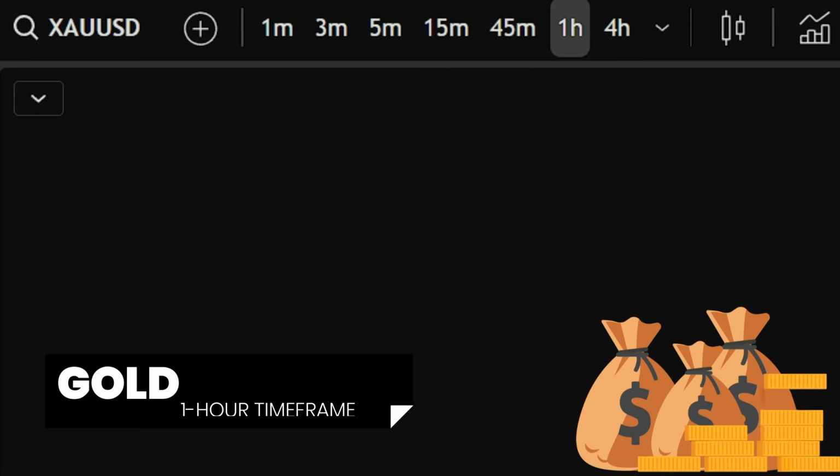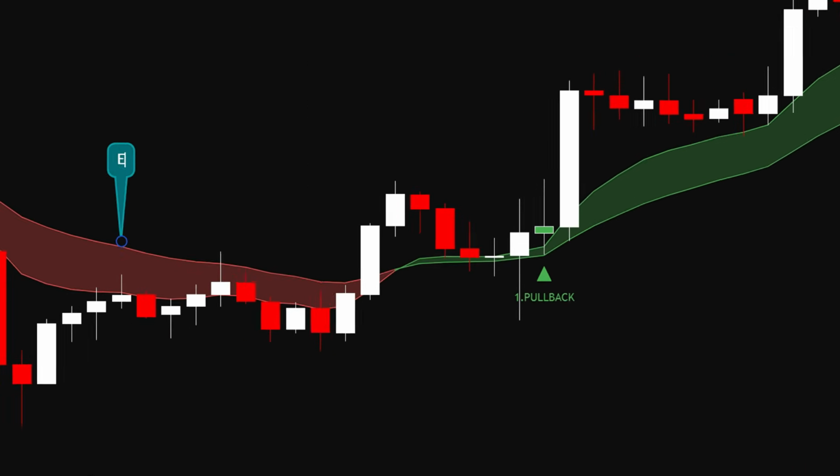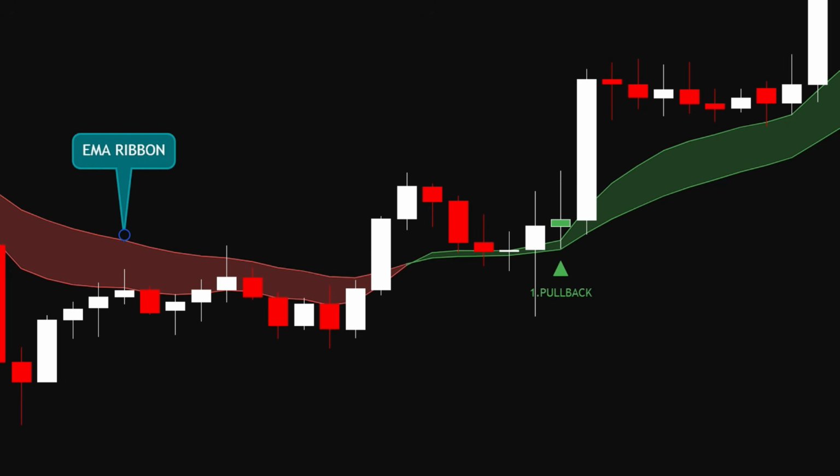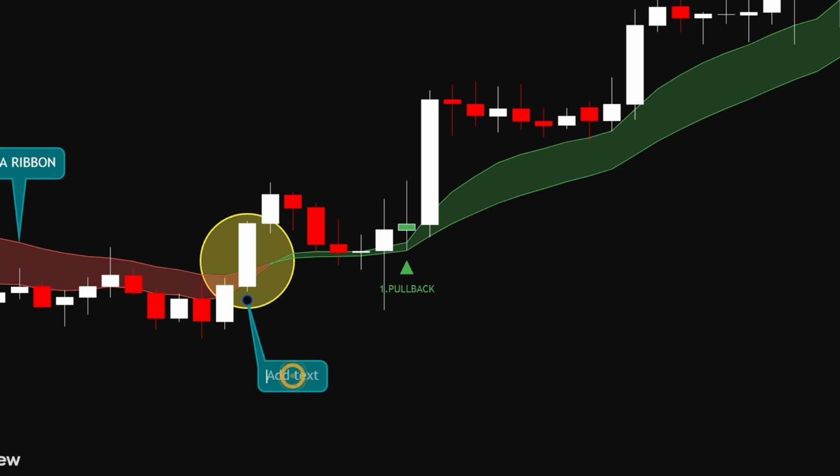Check out this chart. This is gold on the 1 hour time frame. We're not looking for FOMO entries, we're looking for the proof. We use the EMA ribbon to identify the structural pullback area. But here's the difference between you and the average trader.